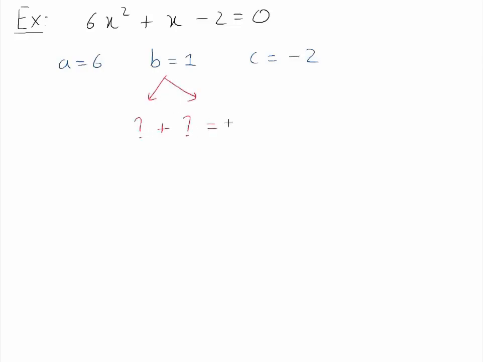Let's see one more example. 6x square plus x minus 2 equals 0. So here a equals 6, b equals 1, and c equals minus 2. So we need to split this into two parts such that their addition is 1 and their product is AC, which is equal to minus 12. So by hit and trial, we can see that this will be plus 4 and minus 3. Their addition is 1, their product is minus 12. Now we'll split the middle term here.